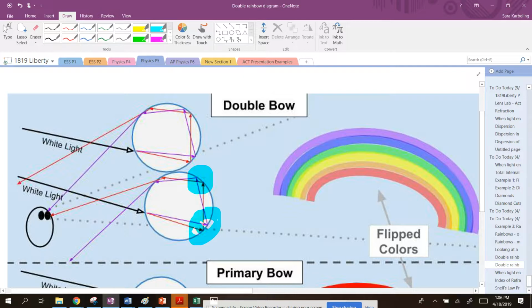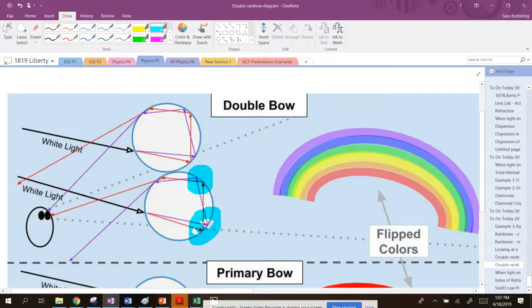Okay. The reason that the double ray or the secondary bow is less bright is because it does two reflections. At any time when you reflect, you're going to lose a little bit of light. So it's going to change the intensity of the light. And then once it bounces off over here, notice what's on top? Red. What's on the bottom? Purple. But then again, when we're coming to one's eye, it's not all from the same light or the same raindrop. So you got the purple on the top and the red on the bottom.